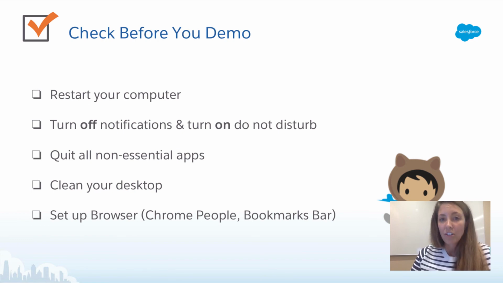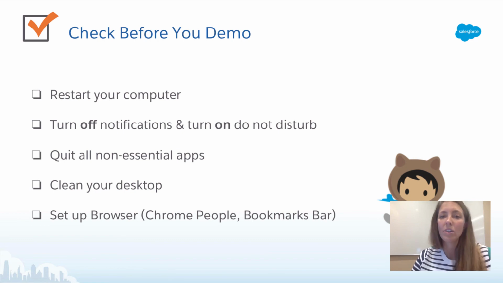Turn off all of your notifications on your machine and turn on Do Not Disturb. Also quit all non-essential apps. So any app that is not directly related to your demo, quit. Quit out of Messenger, quit out of any other Chrome windows, quit out of any backup software you have running. Not only will it make the performance better if you are on a webinar, for example, but it also decreases the likelihood you're going to accidentally click into the wrong thing.